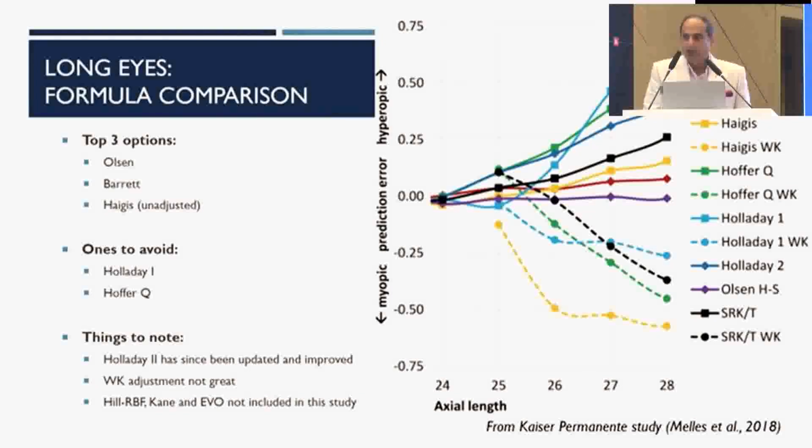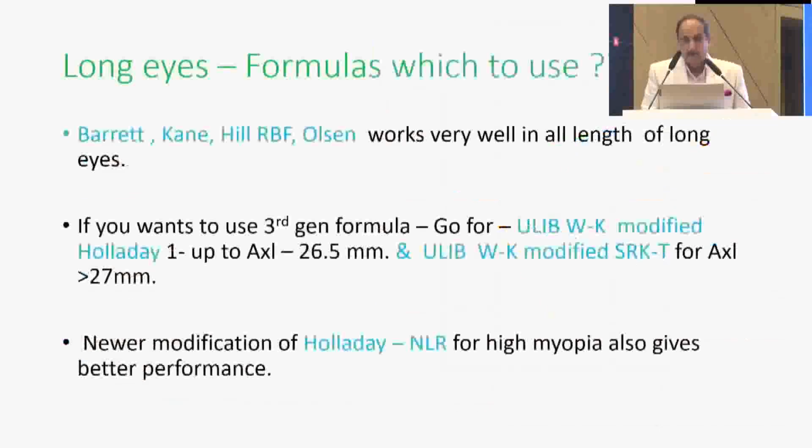Ones to avoid, we have to be very sure, are Holladay 1 and the Hoffer Q. The things to note in this study were that Holladay 2 has been updated and improved. The Wong-Koch adjustment is now great, and the Haigis RBF, Kane, and EVO were not included in this 2018 study. So subsequently, the formulas which are now used, for example, in all long eyes, we would go ahead with Barrett, Kane, Hill RBF, and Olsen because they work very well in all the lengths of long eyes.